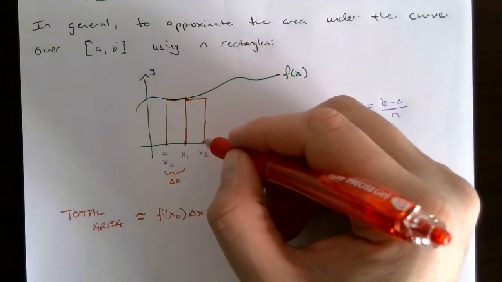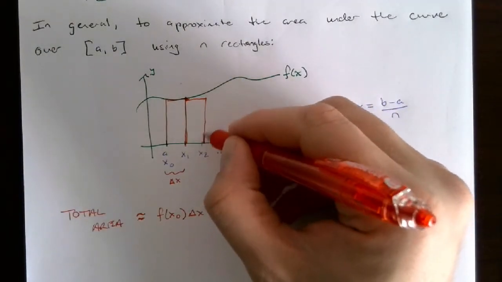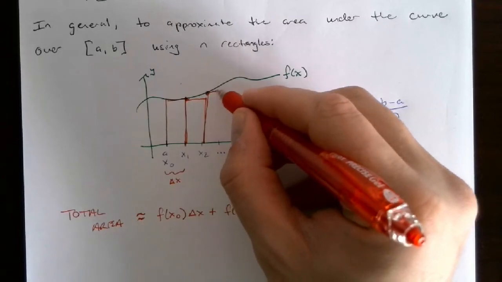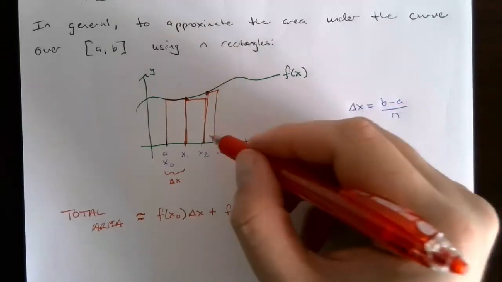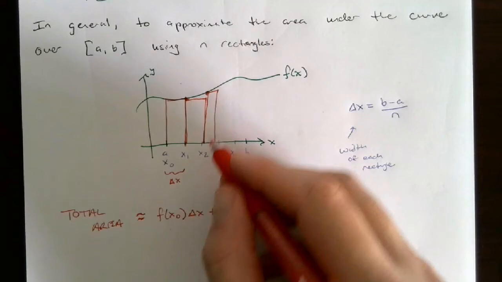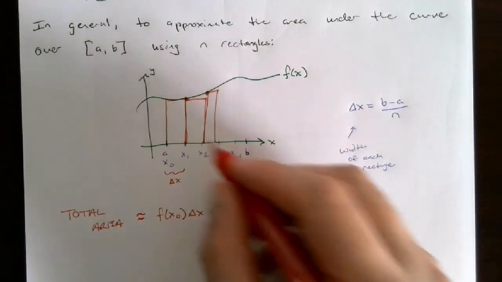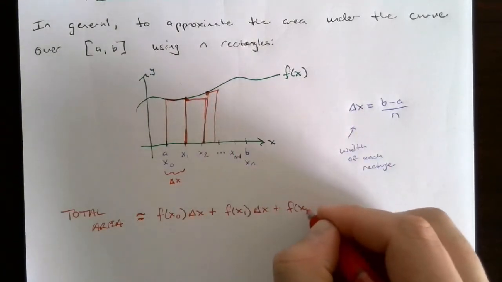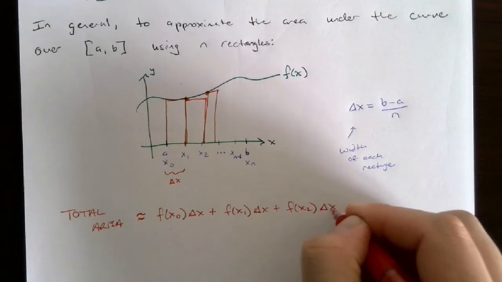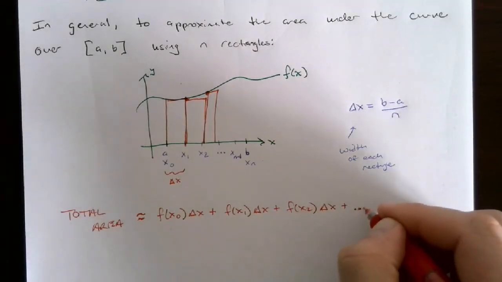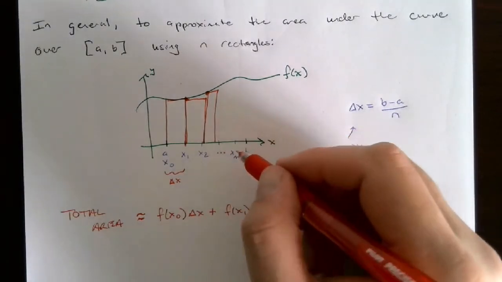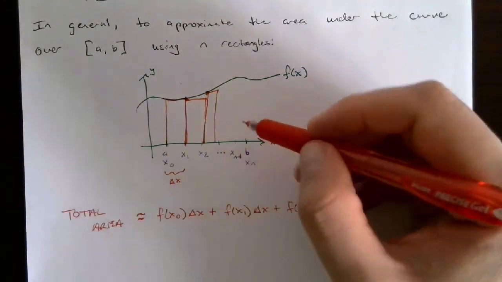For the next one, you would go up from x2, hit here, and then come back down. What's the width? The width is going to be delta x. What's the height? The height is f of x2, so it's f of x2 times delta x, plus you could continue like this all the way through, right? Because remember, we don't know how many there are. This is just generally speaking.